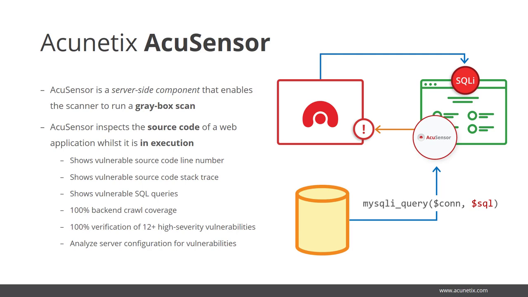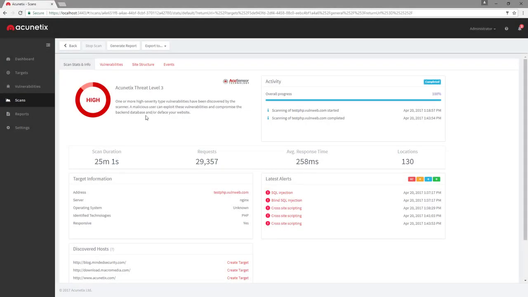Furthermore, because Acusensor has full visibility of what's going on the back end, it brings a reduction to an already very low false positive and false negative rate. It also has the ability to analyze the server configuration to expose potential misconfigurations, and the ability to detect files present on the web server, thanks to Acusensor's backend crawl technology. And because Acusensor can indicate the vulnerable line of code, and even report additional debug information, it greatly increases the development team's efficiency at resolving critical security bugs.